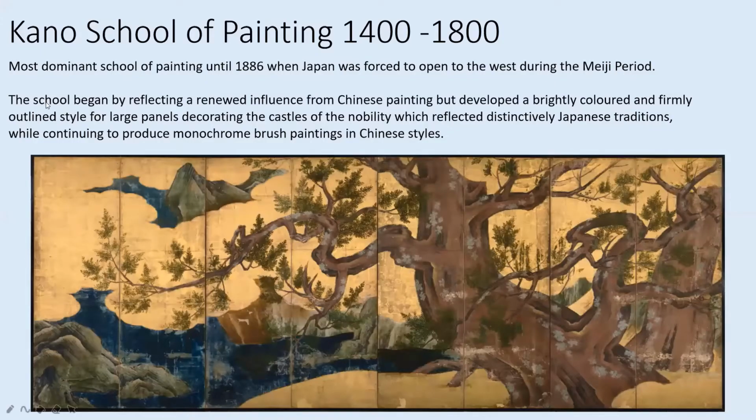So we're going to have a look at the Kano school of painting, of which Maruyama Okyo was kind of adjacent. And the Kano school is called the Kano school because it was essentially done by the Kano family, because a lot of these workshops, you know, it was passed father, son, very patriarchal. So it was the most dominant school of painting until 1886, when Japan was forced to open to the West during the Meiji period.